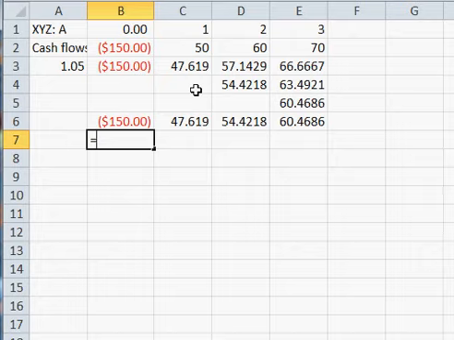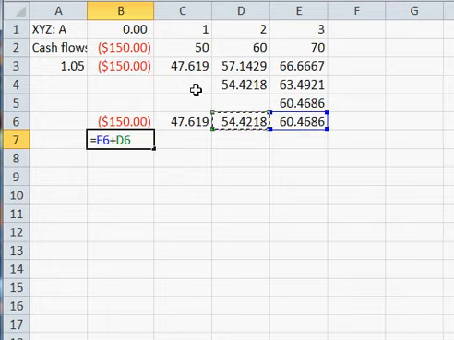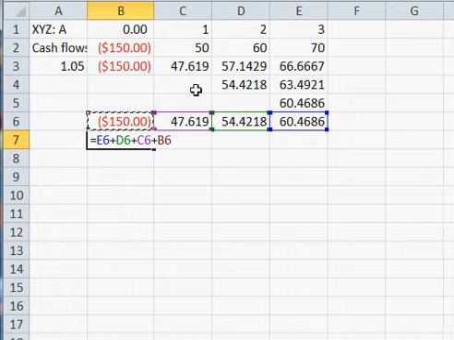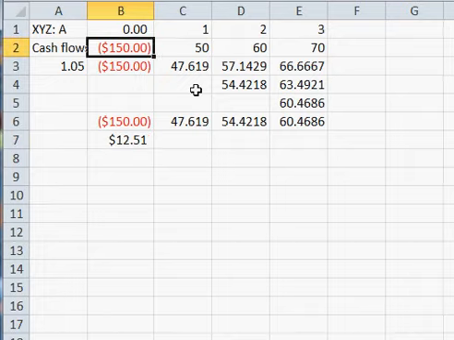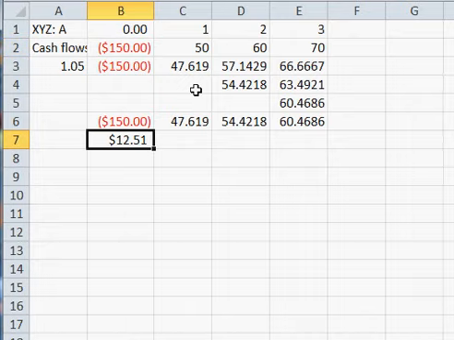So naturally we add them. I get this much in present value from year 3, this much in present value from year 2, this much in present value from year 1, and I lose this much in investment. That $12.51 means that the cash flows, which exceeded the initial investment by $30, produce a net benefit to me in present value of $12.51.